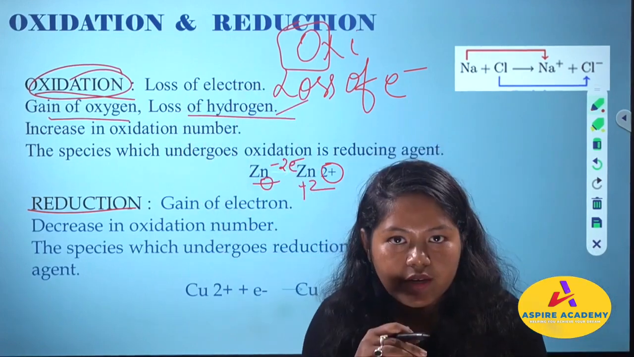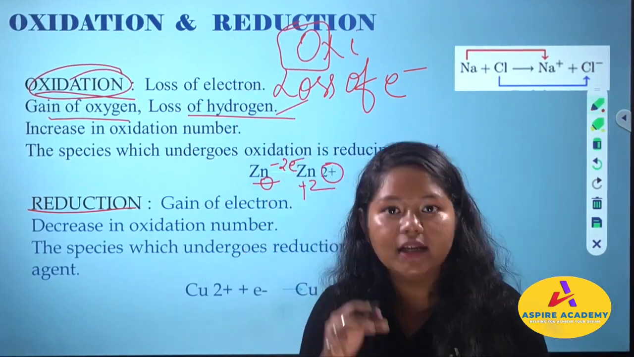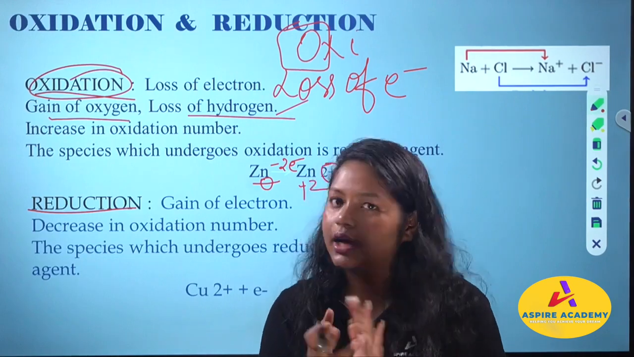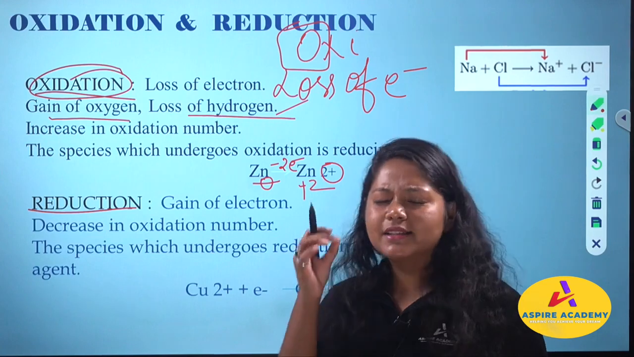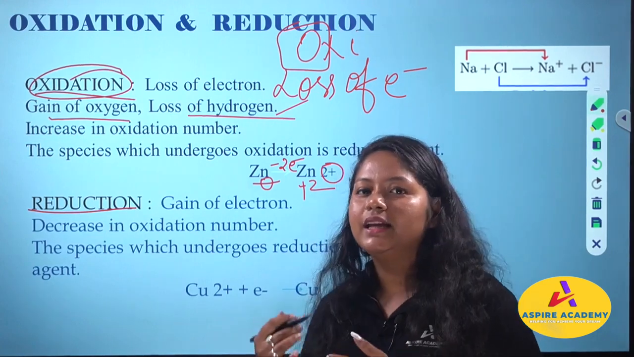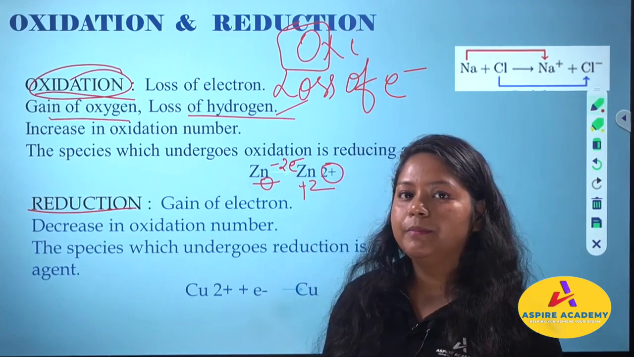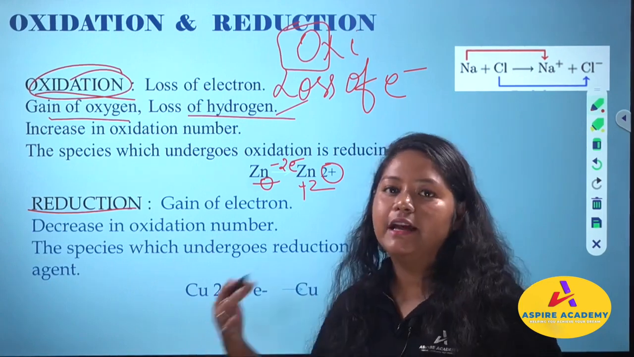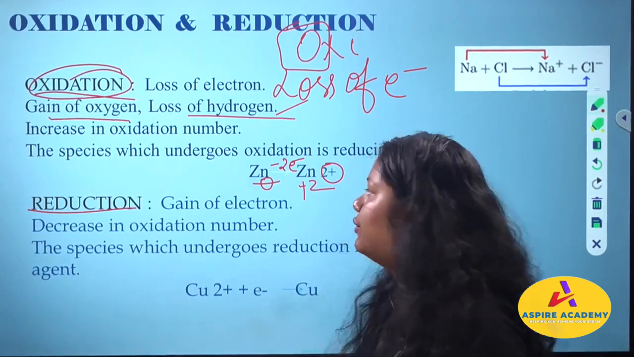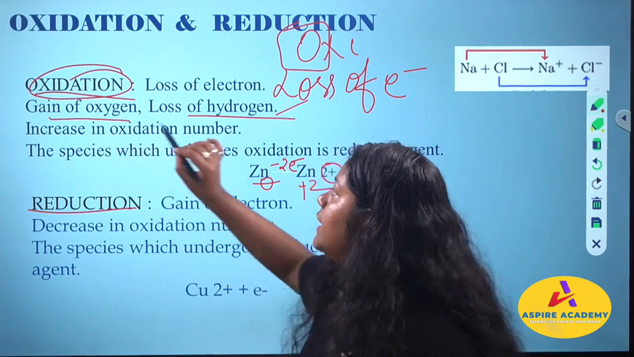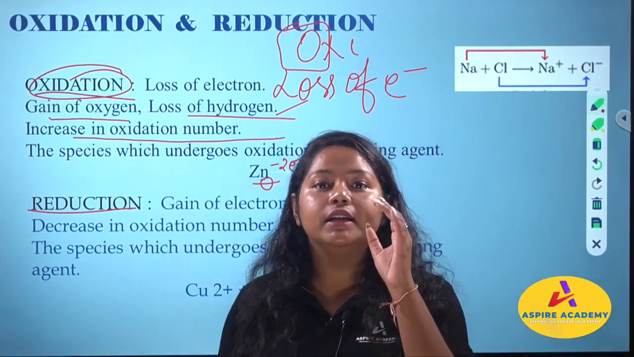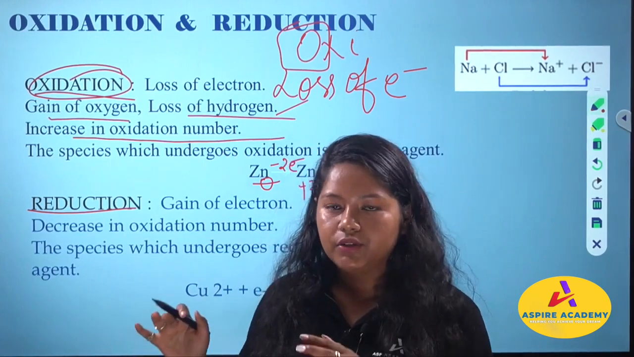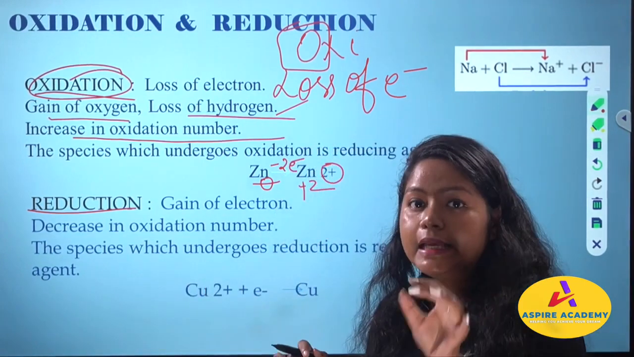Oxidation: loss of electrons, gain of oxygen, loss of hydrogen. Understood? Any doubt? I hope it is clear. You just have to quickly remember it every day. If you try to recall it every day, it will be very easy. Cakewalk for you. Okay, next: increase in oxidation number. What oxidation number is and all these things, we will get into later. But what do you mean by increase in oxidation number?